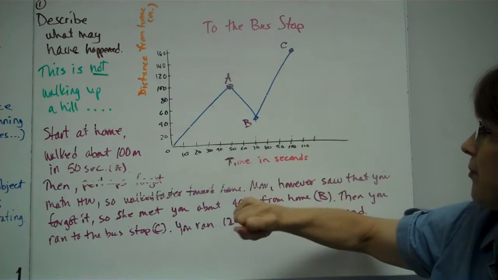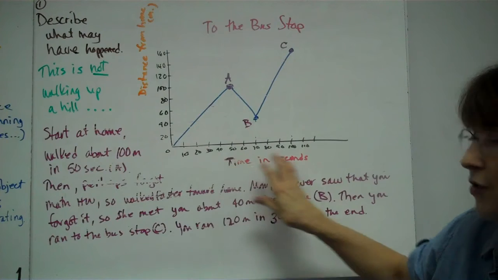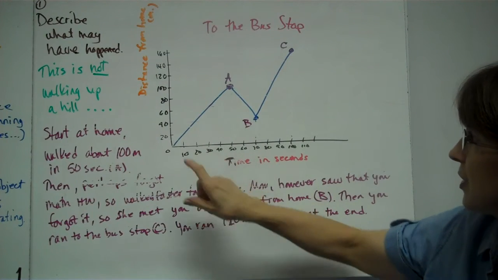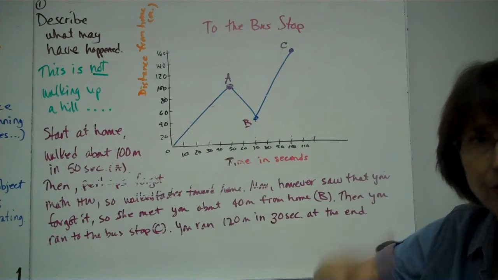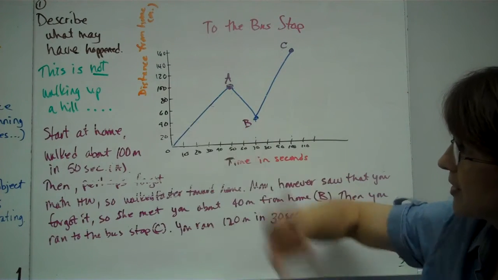You're going to the bus stop. This is the time in seconds that you take to go to the bus stop. It's in tens, 10, 20, 30. And the distance in meters from home. So here you're at home, 0. Your 0 distance from home means you're at home. And then you go 20, 40, 60, etc.